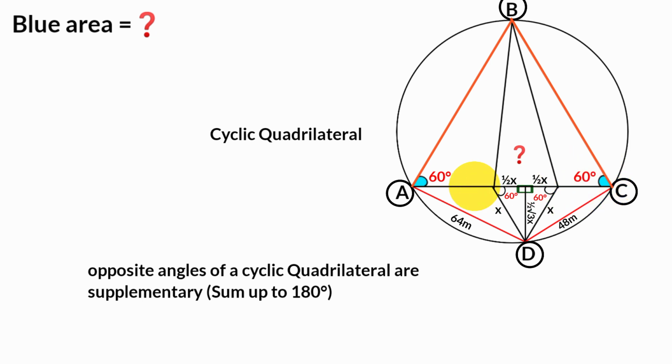So if you assume the size of this angle to be B and this C, the sum of this 60 degrees, this B, this 60 degrees and this C must be 180 degrees. So 60 degrees plus B plus 60 degrees plus C equal to 180.